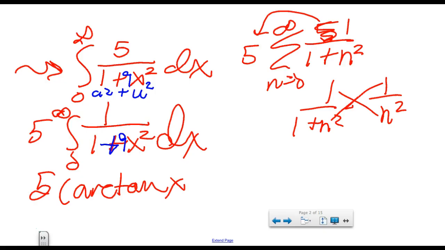3x. Who's du? 3dx. What has to come out front? Not a 3, but a 1/3. So watch out for that. But I'm just throwing what ifs at you because we kind of know how to do everything.